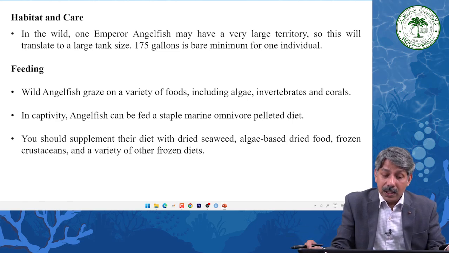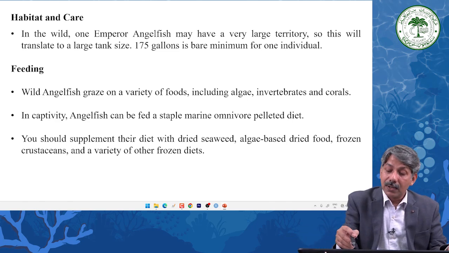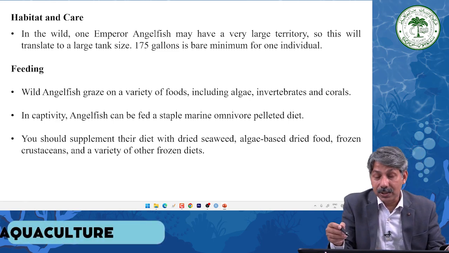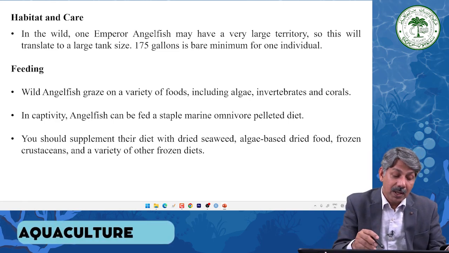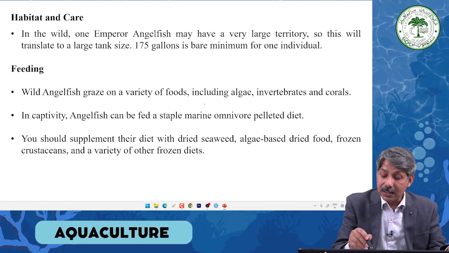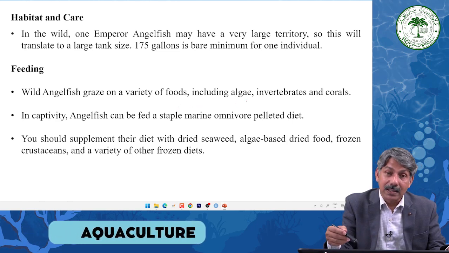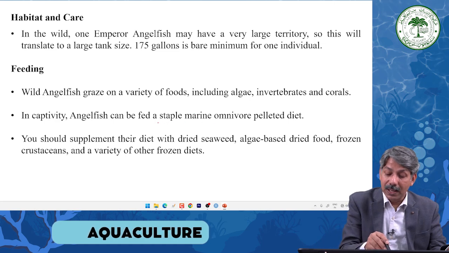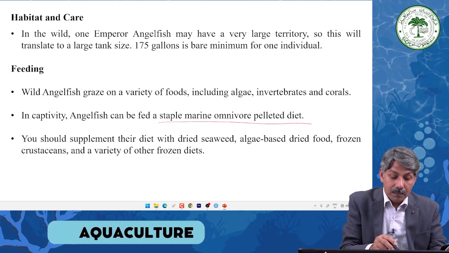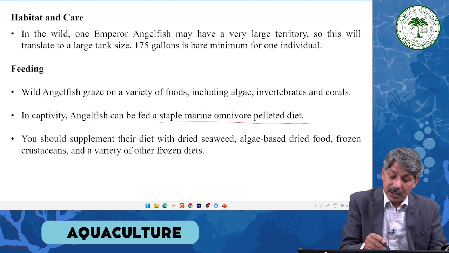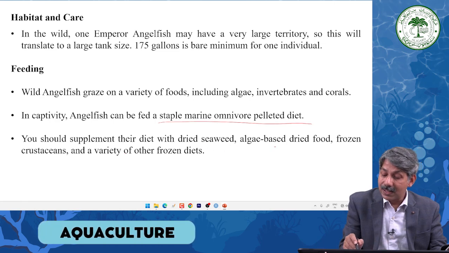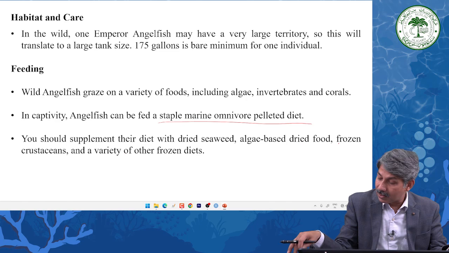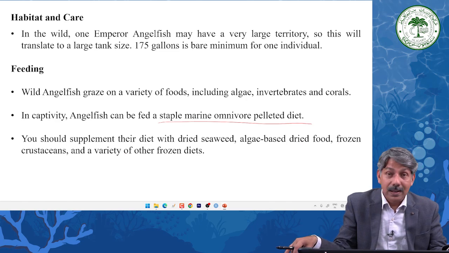In the wild, one emperor angelfish may have a very large territory, so this will translate to a large tank. That means we will have to keep them in a larger tank. They graze on a variety of foods including algae, invertebrates and corals. In captivity, angelfish can be fed a staple marine omnivore pelleted diet. Supplementation can also be done with dried seaweed, algae-based dried food, frozen crustaceans and a variety of other frozen diets.